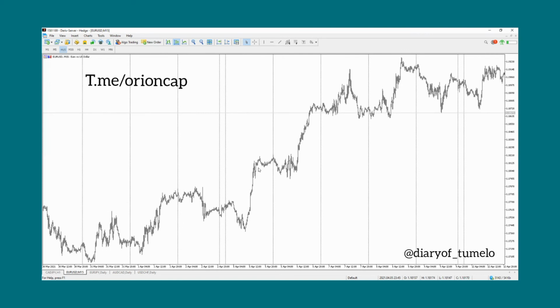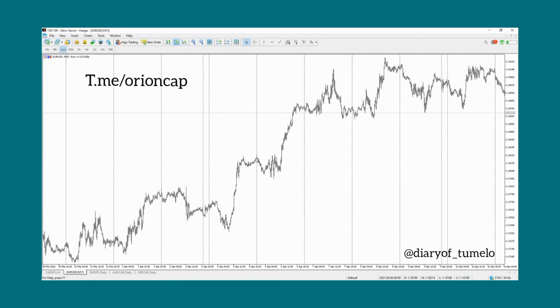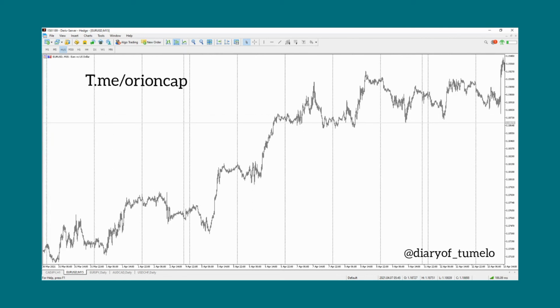We have this consolidation over here where the market started with the range. And then we have this manipulation over here. And then the distribution phase, the market went up. We have this consolidation over here. Manipulation, the market went up after creating a high for that day.